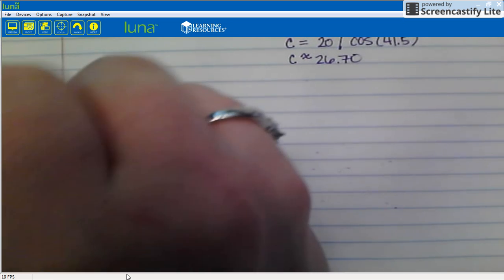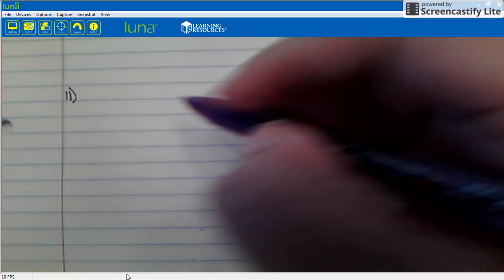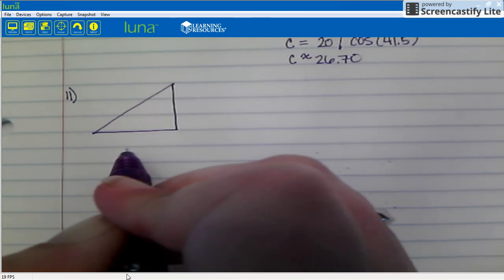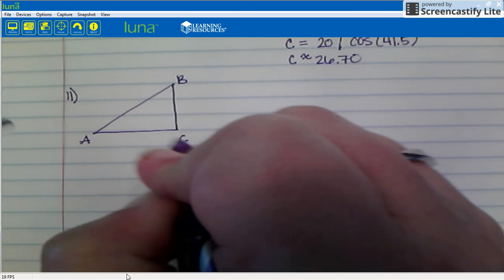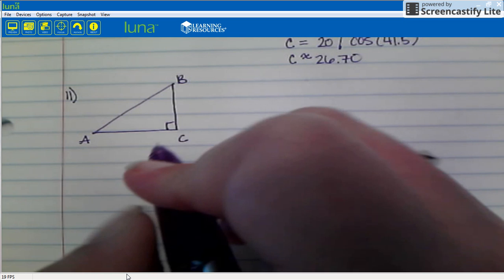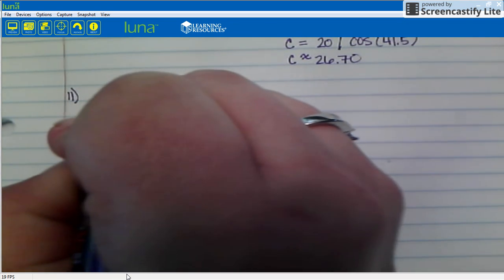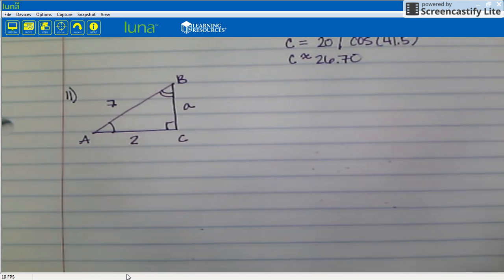Okay, and number 11, this is a really common situation that you'll find on a lot of exams, where they give you 2 side lengths and you have to solve for the 2 angles and the remaining third side. So with this, I'm told that the measure of side b is going to be 2 and my hypotenuse is 7. I have to find angle A, angle B, and side little a.